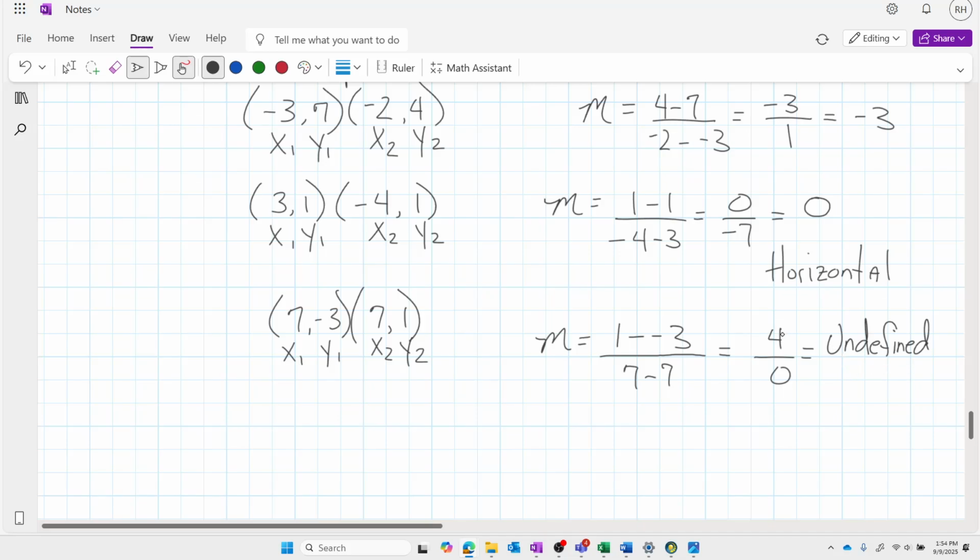And again, if your slope is rise over run, agreed? All right, so in this case, we're rising 4, but we're running 0. So are we going vertical or horizontal? Vertical line. Any questions on finding slope?